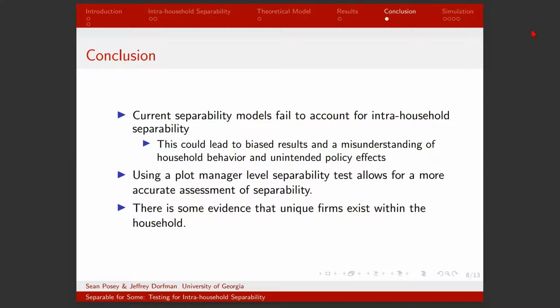So, to quickly conclude, the point of this paper is that current separability models fail to account for multiple firms within the household by lumping it all together. That leads to biased results and unintended policy effects, where policies push market incentives but women don't have access to these markets and are left out. Using plot manager level separability tests will allow for a more accurate representation of what the household is actually doing. And from my results, there is some evidence that these unique firms within the household do actually exist. And that is my presentation.